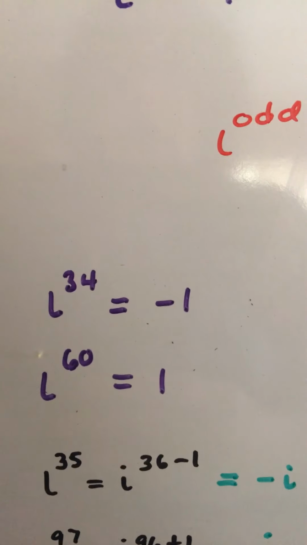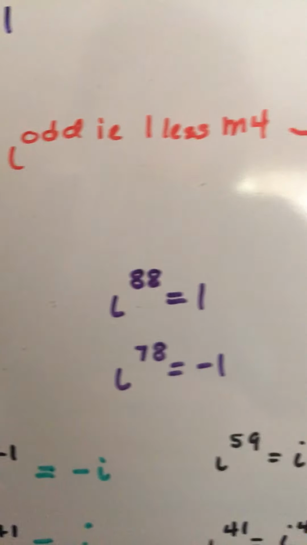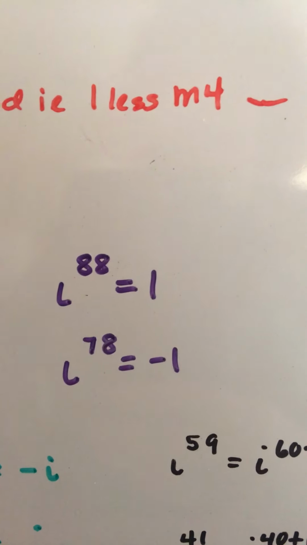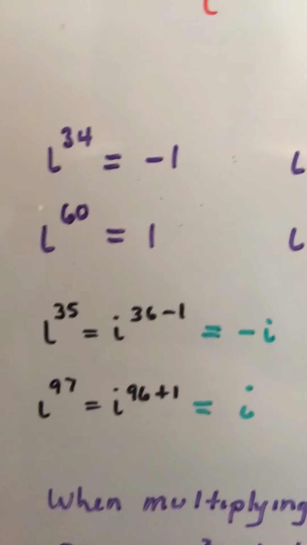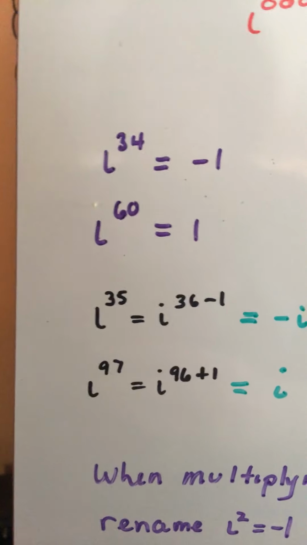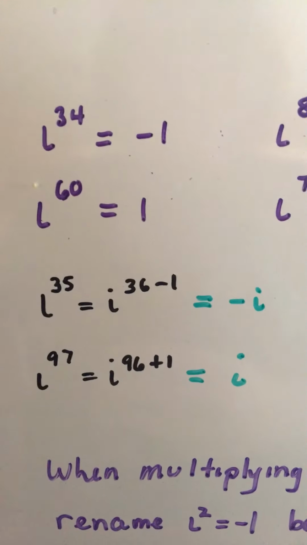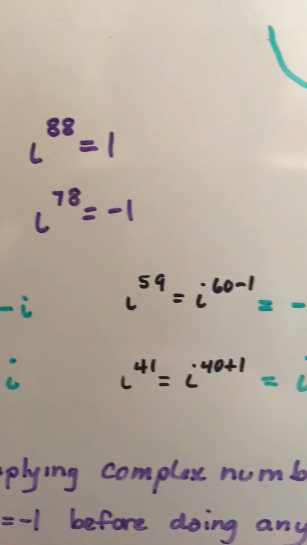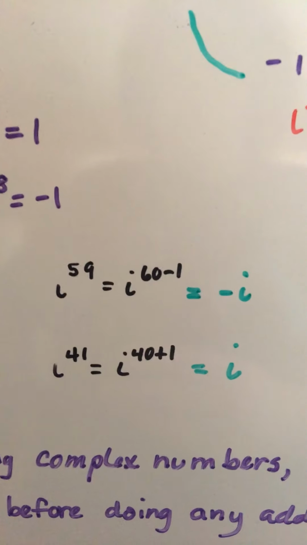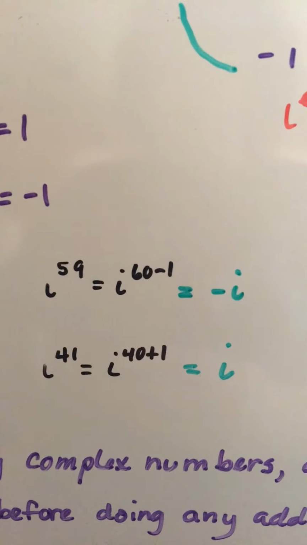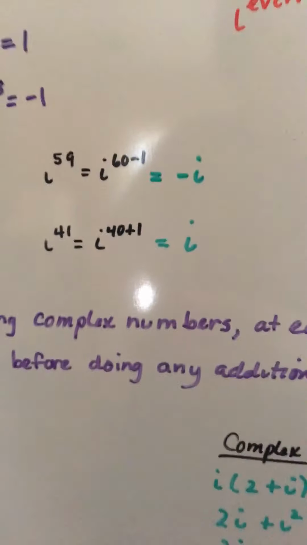So some examples. Look at 34. It's even but not a multiple of 4. 60 is even and a multiple of 4. 88 is even and a multiple of 4. 78 is even and not a multiple of 4. 35 and 97 are odd. 35 is one less than a multiple of 4. 97 is one more than a multiple of 4. 59 and 41 are odd. 59 is one less than a multiple of 4. 41 is one more than a multiple of 4. Folks, it's this stinking easy.